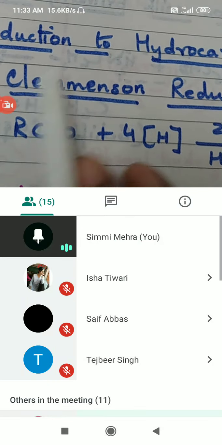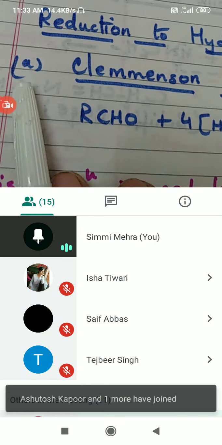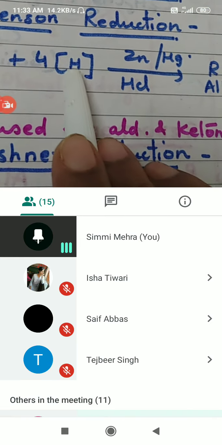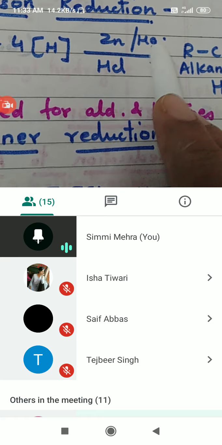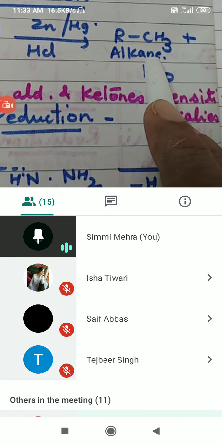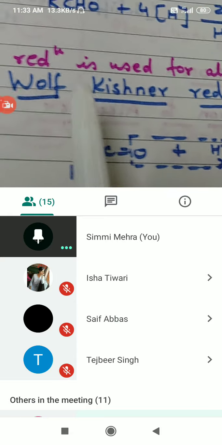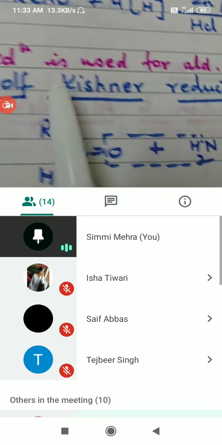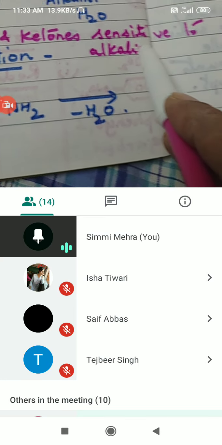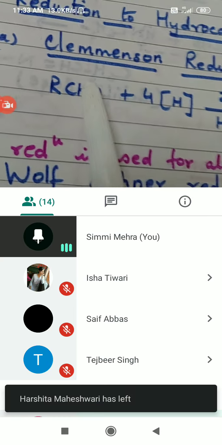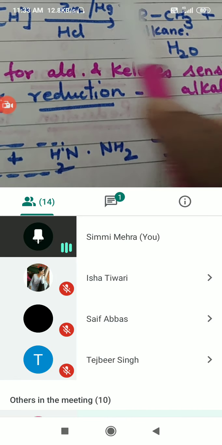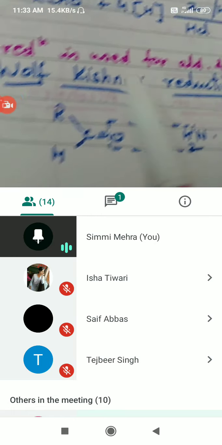Okay, we will start today with reduction reactions of aldehydes and ketones. Aldehydes and ketones are reduced to hydrocarbons. The first one is Clemmensen's reduction, in which an aldehyde on reduction with zinc amalgam and HCl forms an alkane. This reduction is used for aldehydes and ketones sensitive to alkalis. That is your Clemmensen's reduction.